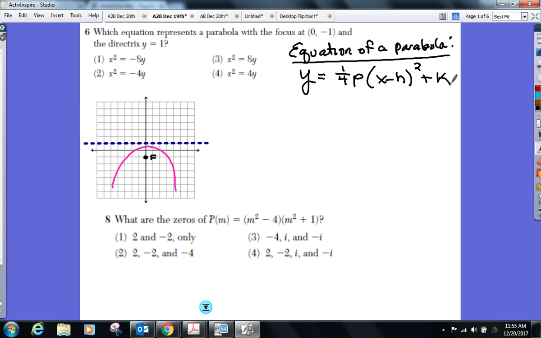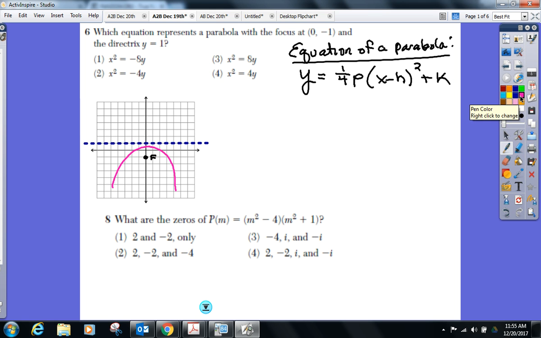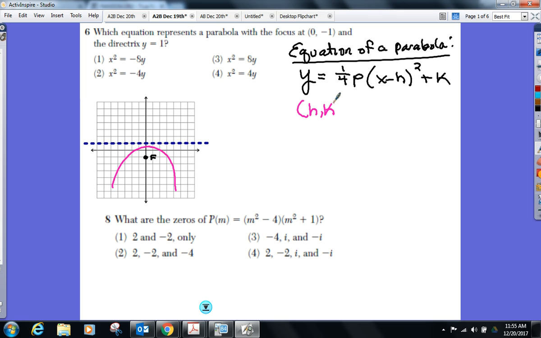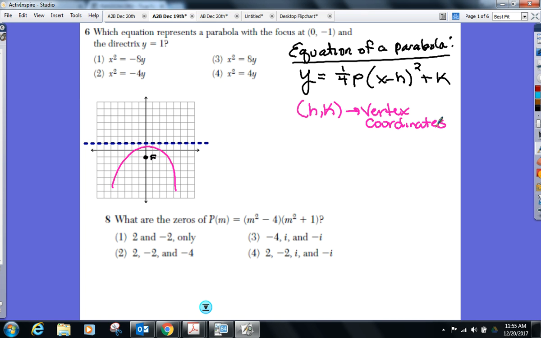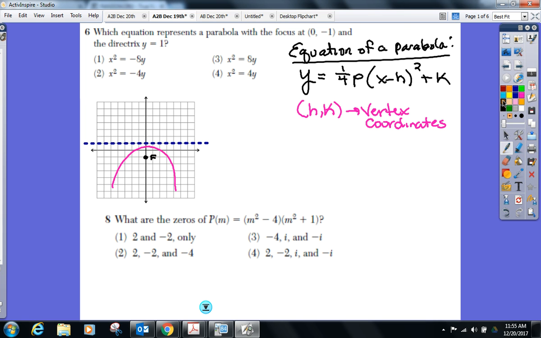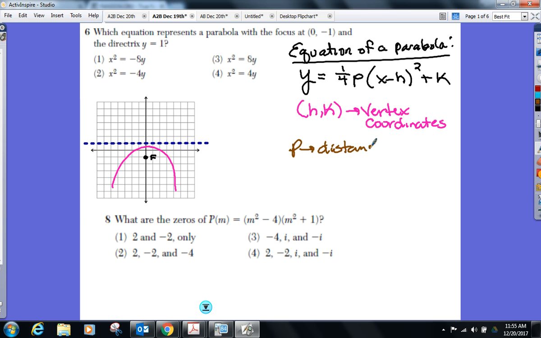Okay, what do the variables mean? Ready? Let me start with h and k. Those are the vertex coordinates, meaning the high or low point of your parabola. The high or low point. I'll get to that in a second. Just let me get through p. p is the distance from focus to vertex.